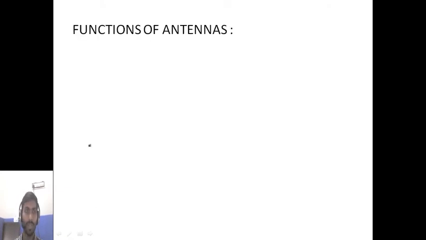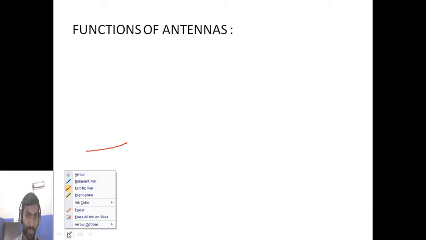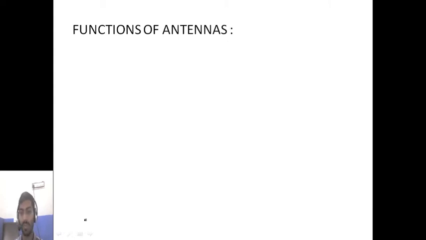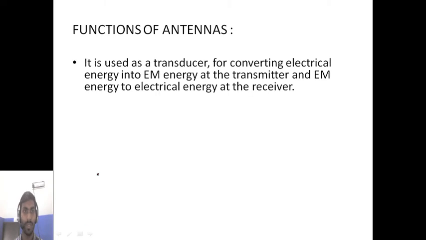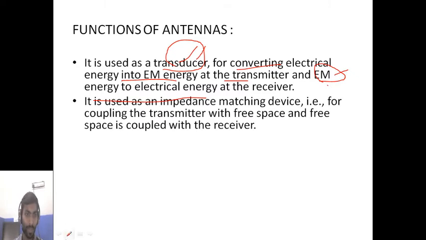Next, functions of an antenna. What do I mean by functions? Functions here means applications: how an antenna functions, or what are the applications of an antenna? It is used as a transducer, which is what we have been discussing till now. A transducer for transmitting and receiving, for converting electric energy into electromagnetic energy. That is what we said at the transmitter. At the receiver it reverses this: it receives electromagnetic energy and converts it into electrical energy. And it is used as an impedance matching device, between the transmission line and the free space. That is for coupling the transmitter with the free space, which I have explained right now.